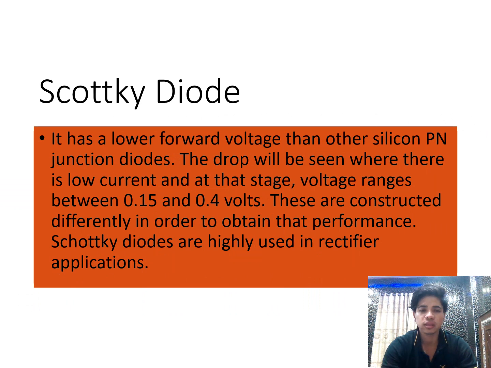Schottky diode. It has a lower forward voltage than other silicon p-n junction diodes. The drop will be seen where there is low current and at that stage, voltage ranges between 0.15 and 0.4 volts. These are constructed differently in order to obtain that performance. Schottky diodes are highly used in rectifier applications.